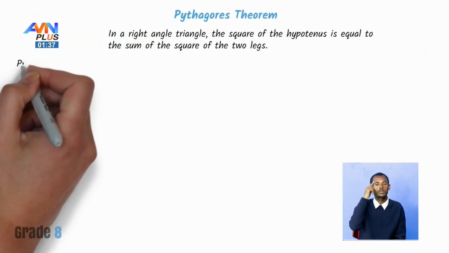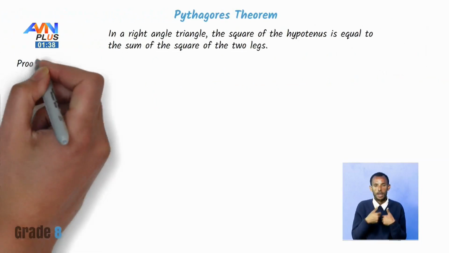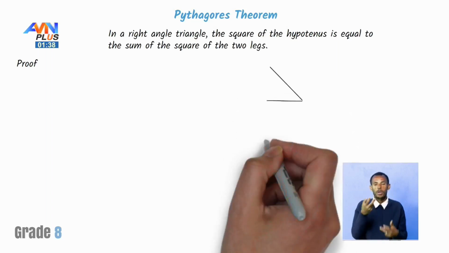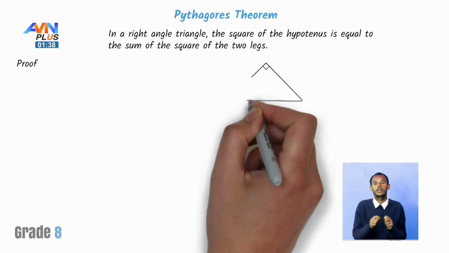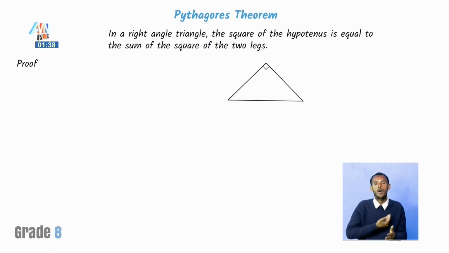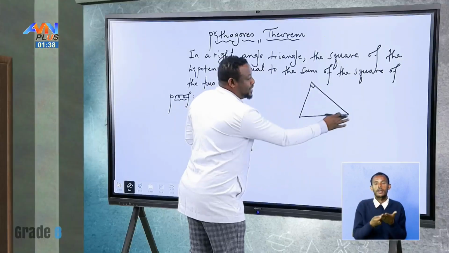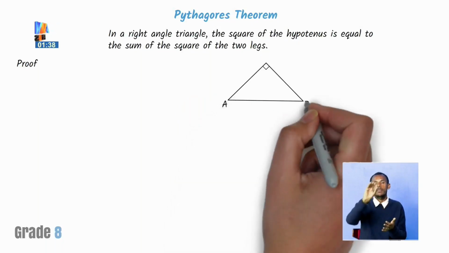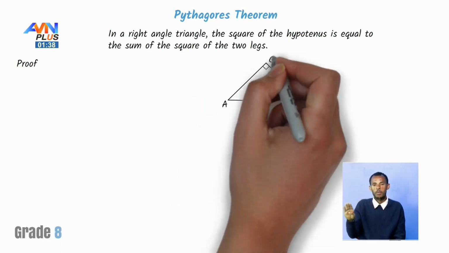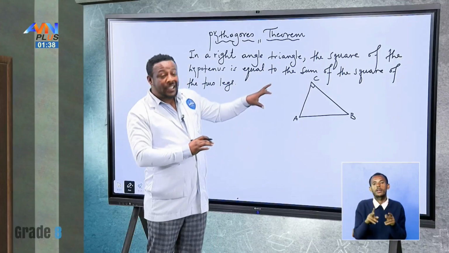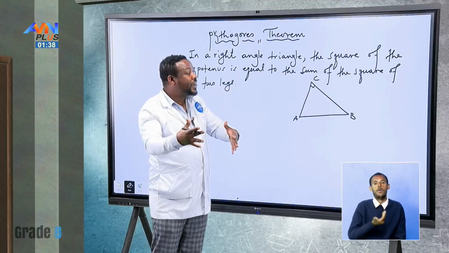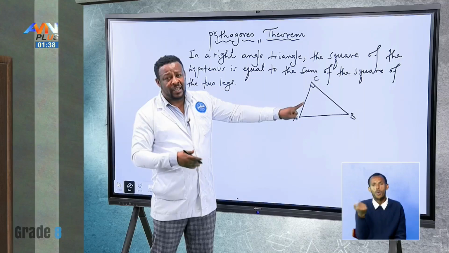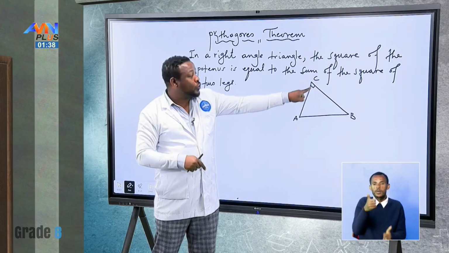Suppose we have a certain right angle triangle. Say this is our right angle triangle. Here, assume this is the longest side, and this is 90 degrees. Say this is A, B, C. In this case, if this is a right angle triangle, the hypotenuse is always the side which is opposite to 90 degrees.